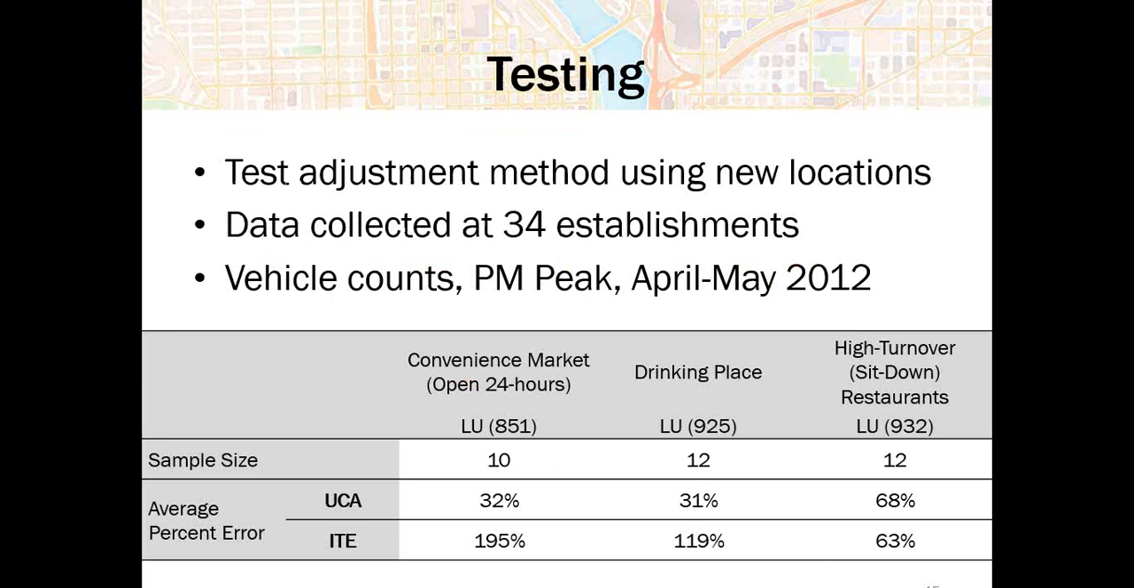As I mentioned before, we had collected data from 34 establishments in the Portland area. These are new establishments collected during the same period. And we used this method to estimate the trip rates and compare it to ITE's to see where we're finding improvements. And what we noticed is that this type of method of adjustment works really well for convenience markets and drinking places in the area, as you can see here. Restaurants tended to be predicted similarly for both the adjustment and ITE.